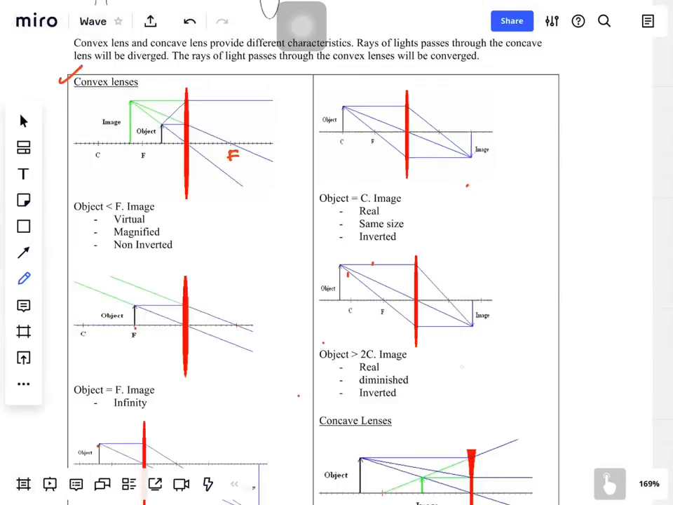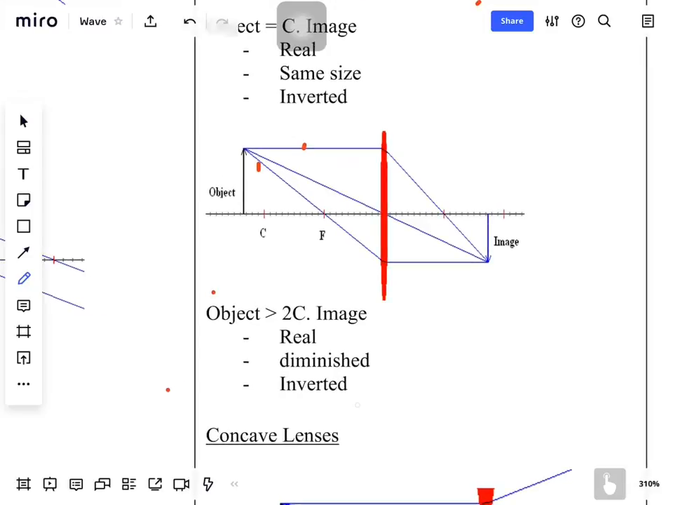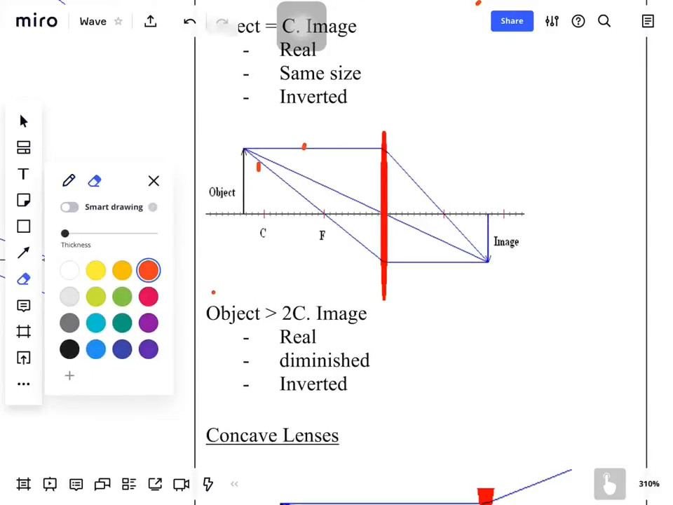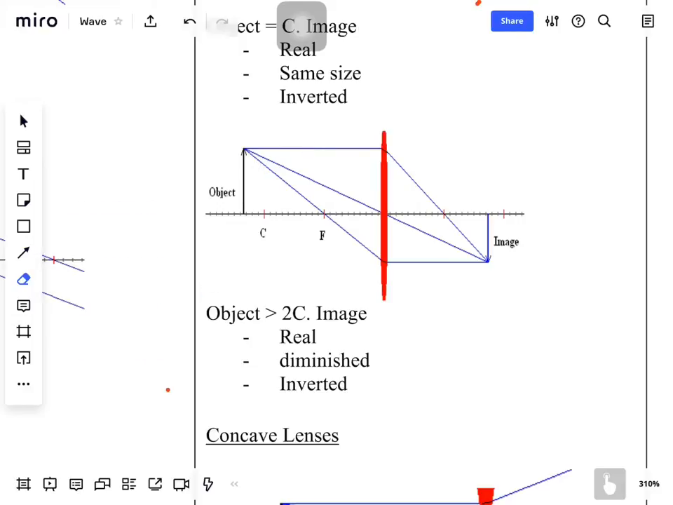So what happens when the object is more than C? What kind of object will be beyond C? What type of application will use a lens with the object beyond C? Telescope. Stars are very, very far away. So normally if you're using a telescope to look at the stars, this is very cool stuff, you see.